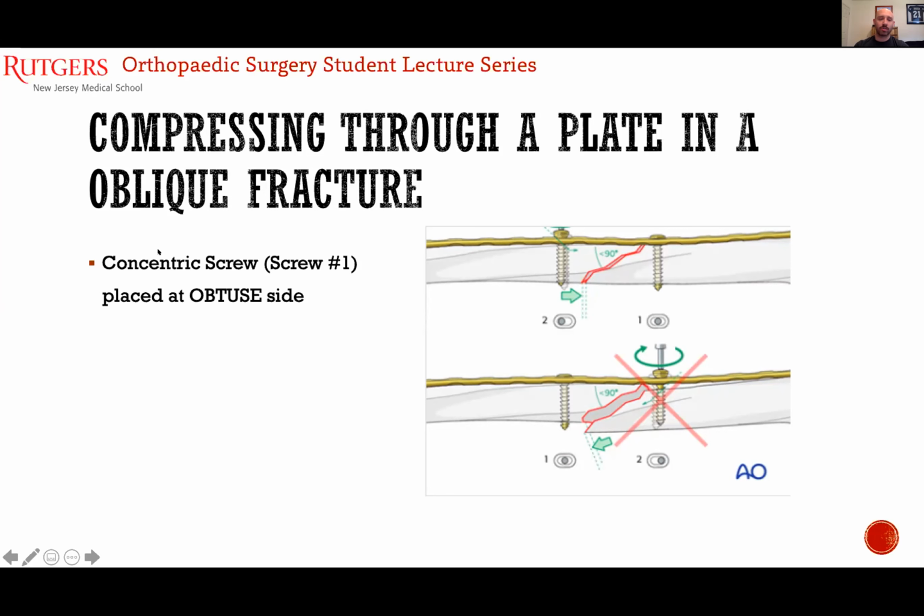So your first screw, you're going to place on the obtuse side. So if the fracture is here, this is the obtuse side, this is the acute side. So your first screw is going to be your concentric screw on the obtuse side, and then your second screw is going to be eccentric, and it forms this axilla where the bone can be compressed to. If you do the opposite way, you're going to create shear.